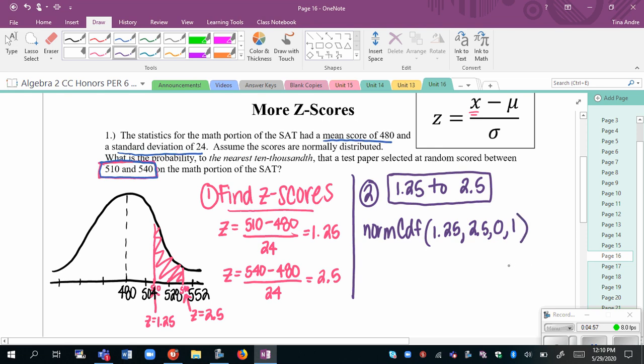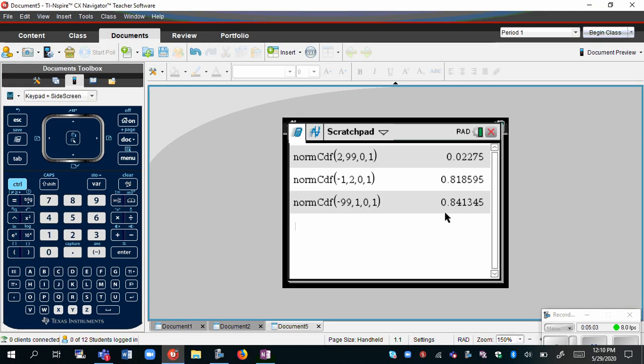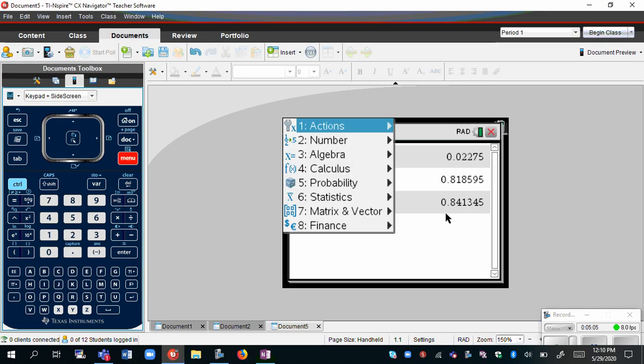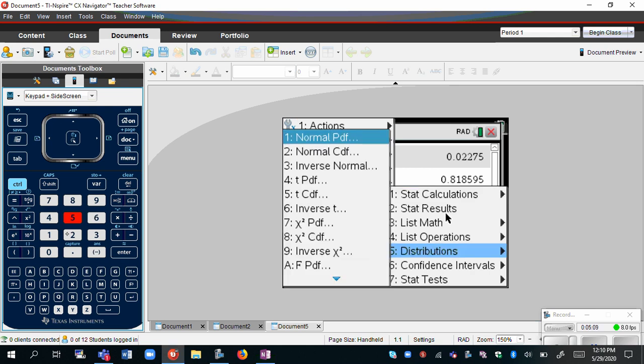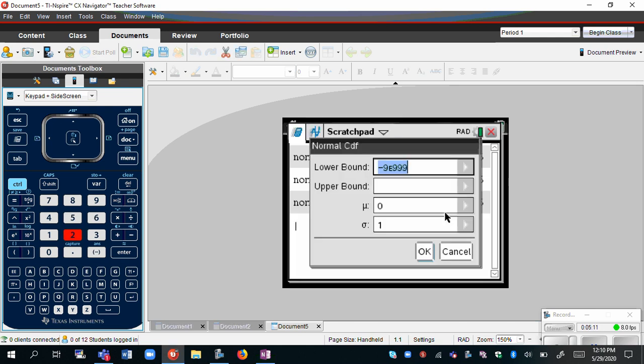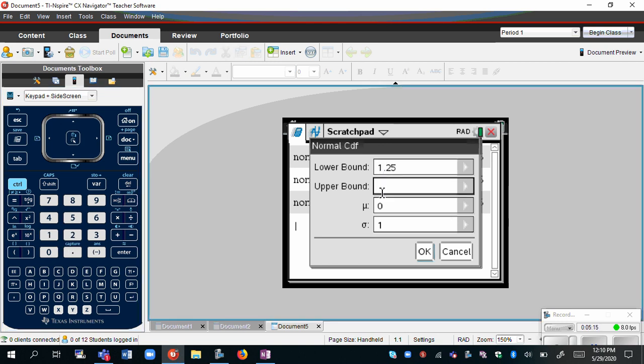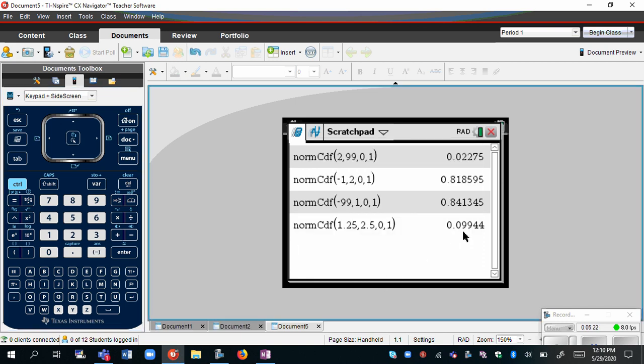And then we're going to just type that into our calculator. Let me show you again just as a reminder. So it'll be menu, statistics, distribution, and then number 2 for normal CDF. We'll type in our 1.25 to 2.5 and then just say okay. And we get our value here.